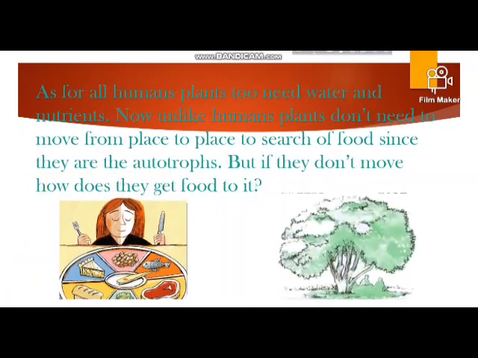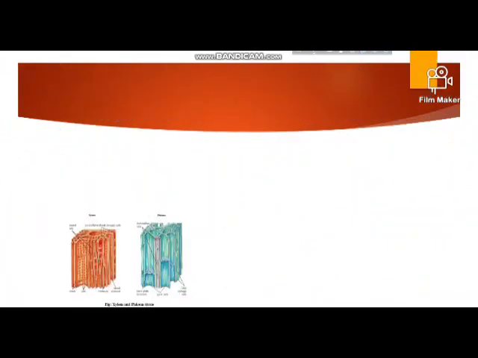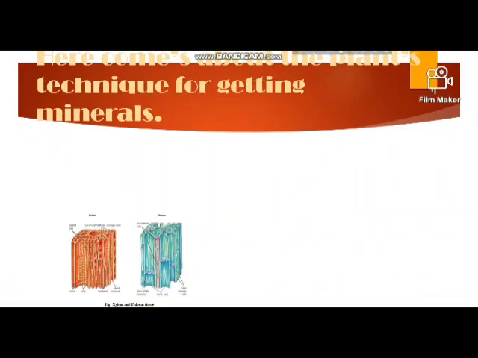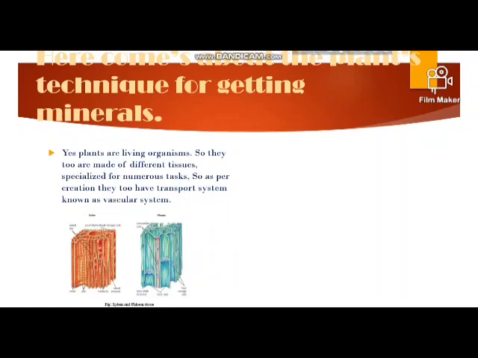The cells containing chlorophyll in the leaves manufacture food, which is carried to other parts of the plant. How do all these activities take place? When we think about it, it comes down to the plant's technique for getting water and the minerals. Yes, since plants are living organisms, they too are made of different tissues, specialized for numerous tasks. So as per creation, they too have a transport system, also known as the vascular system.